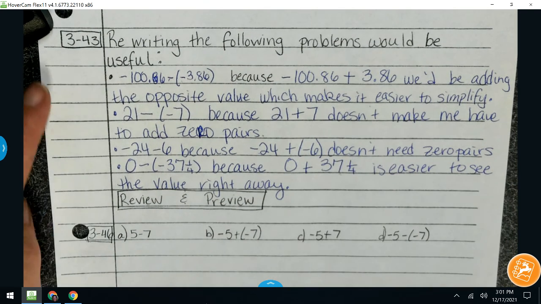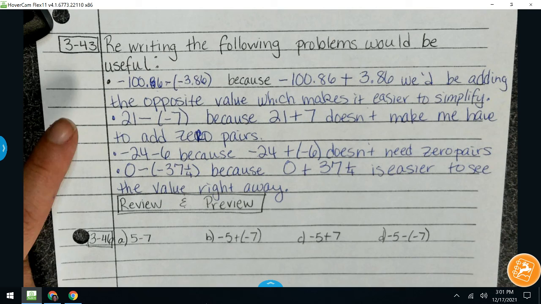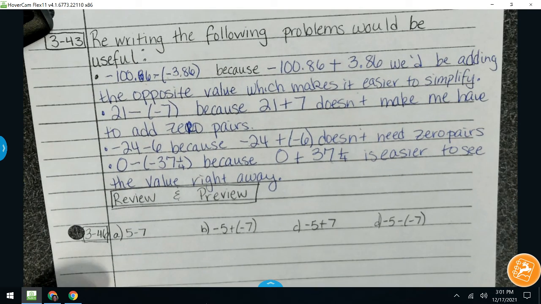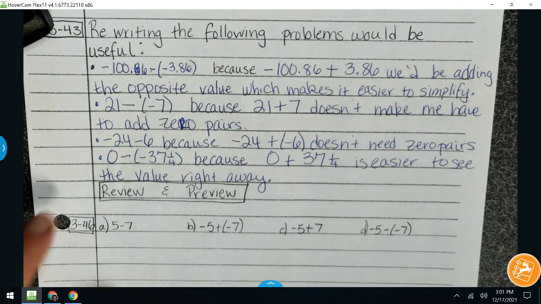Now, you might not agree with me on some of these, and that's okay. But absolutely, I would say you should have at least 3 expressions on here that you for sure would rewrite as an addition problem to help you to understand it.